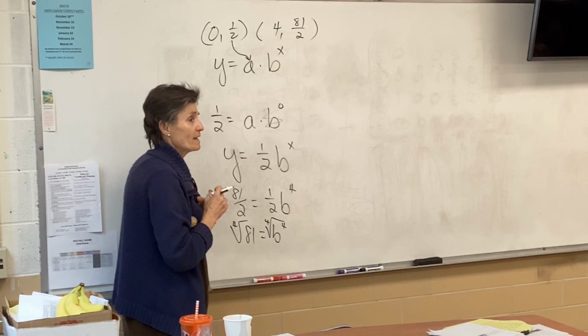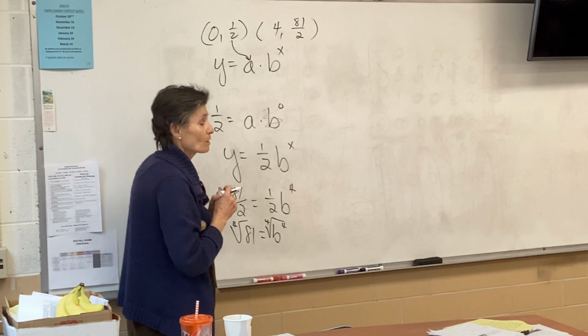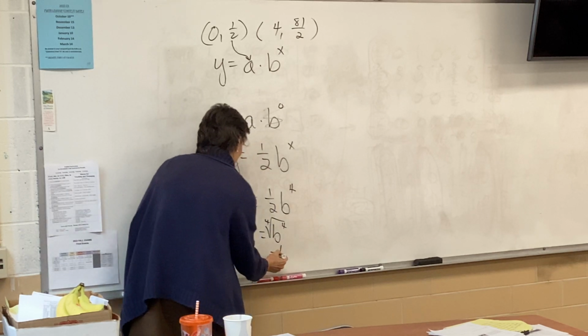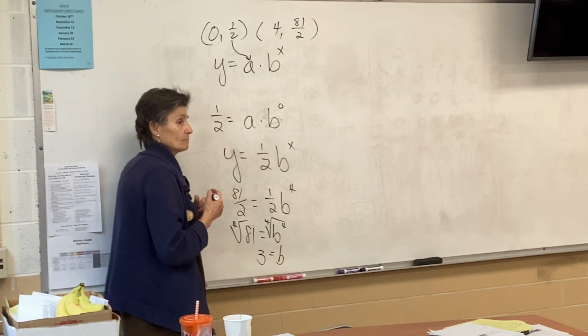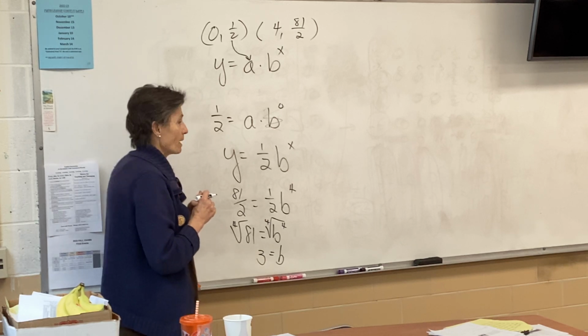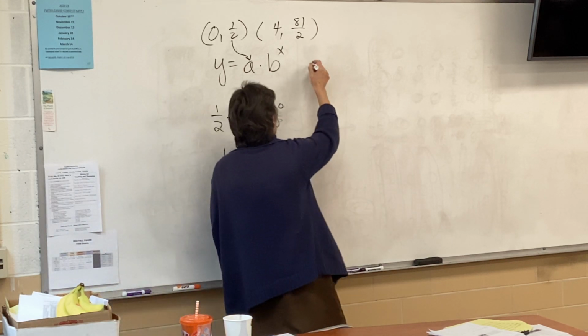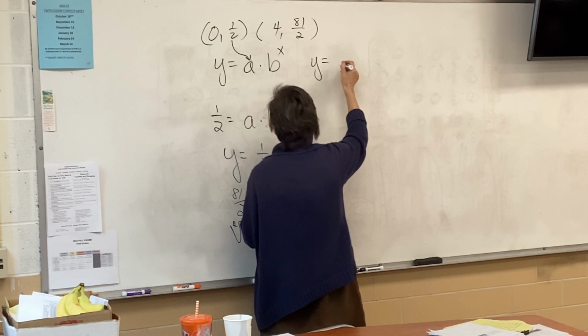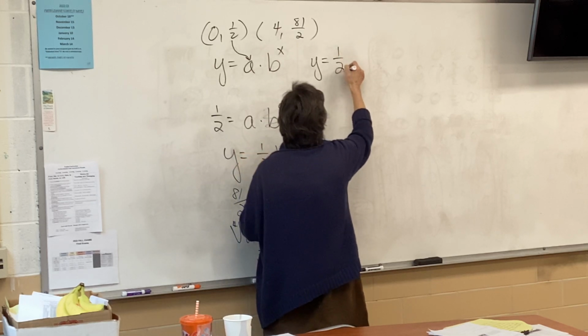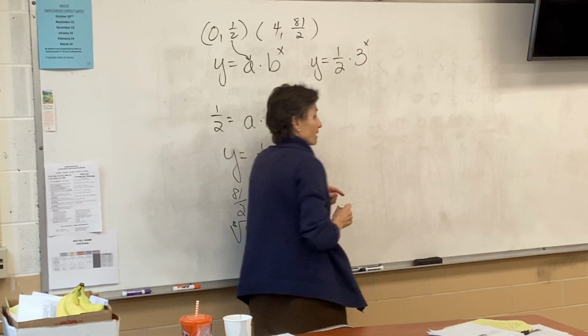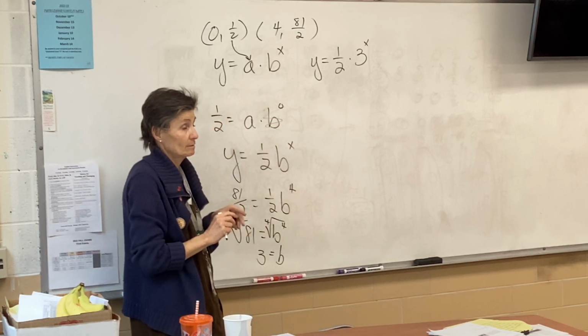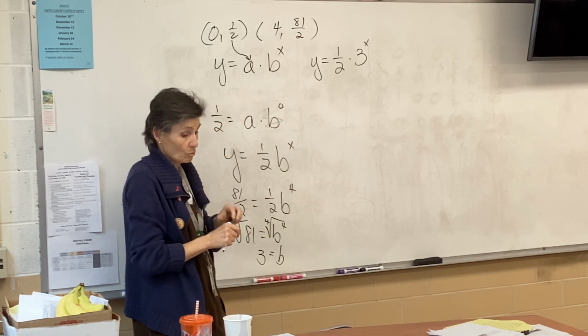The 4th root of 81 is 3. So b equals 3. Now, I'll write my answer. My answer is y equals, what was A? 1/2 times 3 to the x. And that's how I write it. That's the equation.